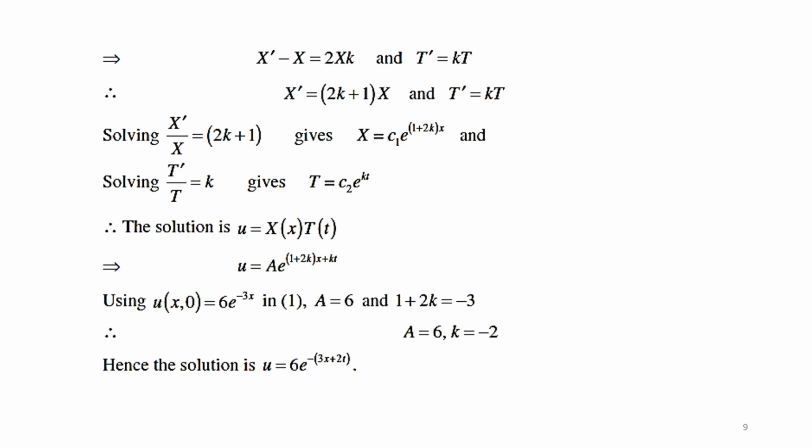u is equal to a e power (1 plus 2k)x plus kt, and you know that u of x comma 0 is equal to 6 e power minus 3x. On comparing these two, I get a is equal to 6, then minus 3x instead of (1 plus 2k)x. So 1 plus 2k is equal to minus 3, k is equal to minus 2. Substitute the values and you will get u as the solution. The extra thing is that you have to compare both u equations.